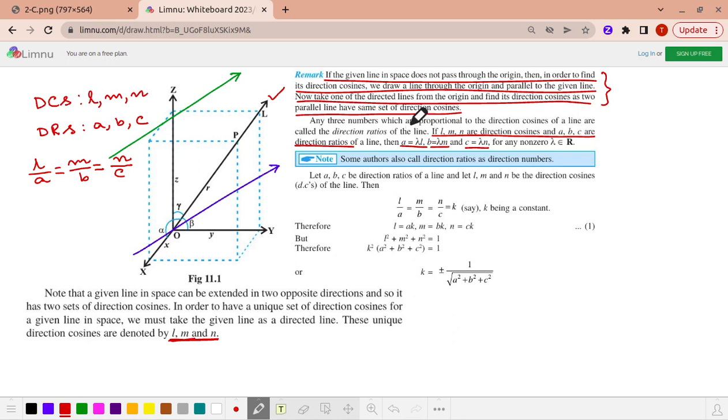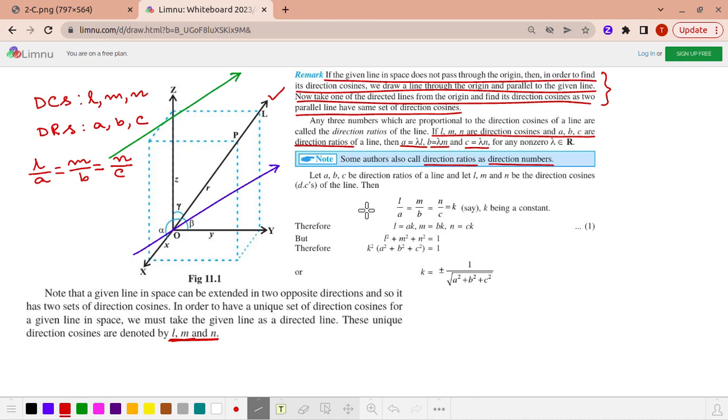You know, in some books the direction ratios are also mentioned as direction numbers. It is very rare that you get a question where it has been asked as direction numbers, but in case you do, please assume this as direction ratios. So direction ratios and direction numbers are the same.